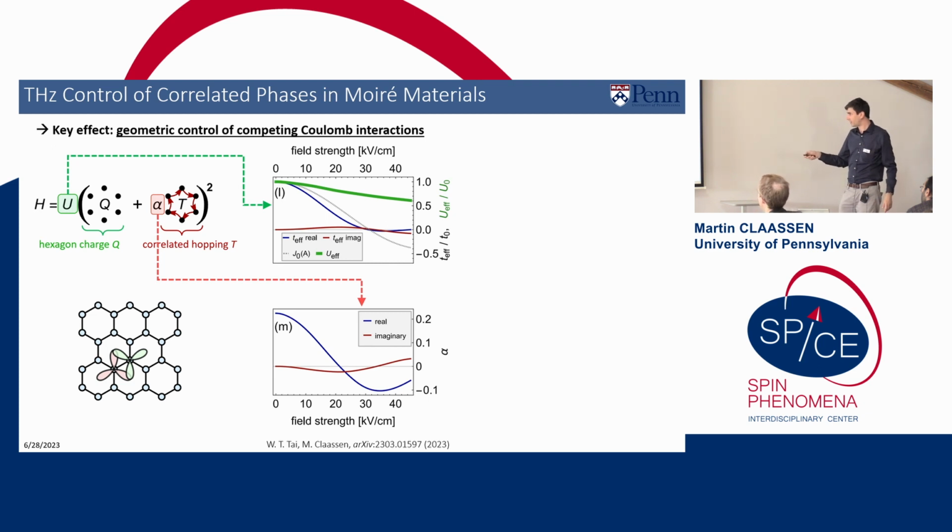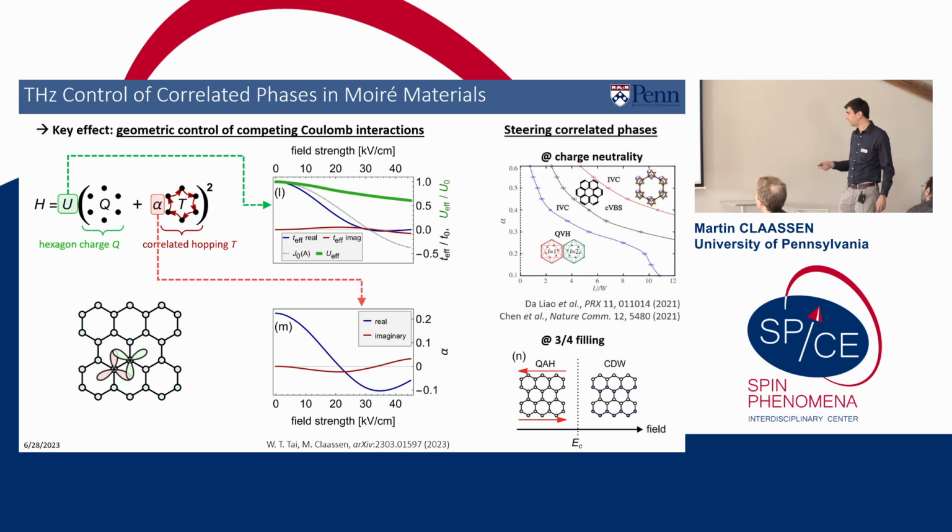Modulating TBG with light will start to engineer or change the interplay between the different competing Coulomb interactions, particularly suppressing or enhancing correlated hopping. At charge neutrality, that can give you transitions from an intervalley coherent state to a competing quantum valley Hall state. At 3/4 filling, which is maybe even more interesting, it can give you a transition from a quantum anomalous Hall phase that's observed in TBG to a proximal charge-ordered phase at already relatively weak fields, which we're estimating to be around 15 to 20 kilovolts per centimeter.